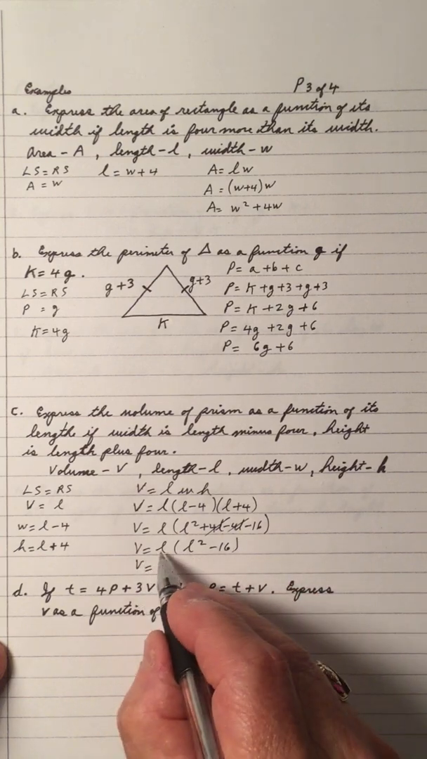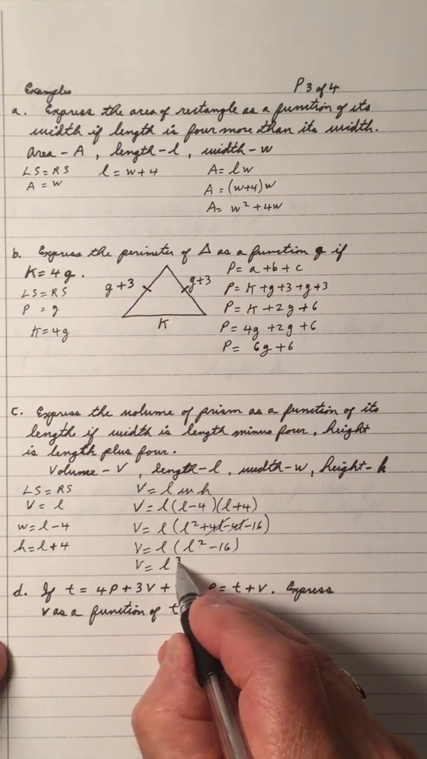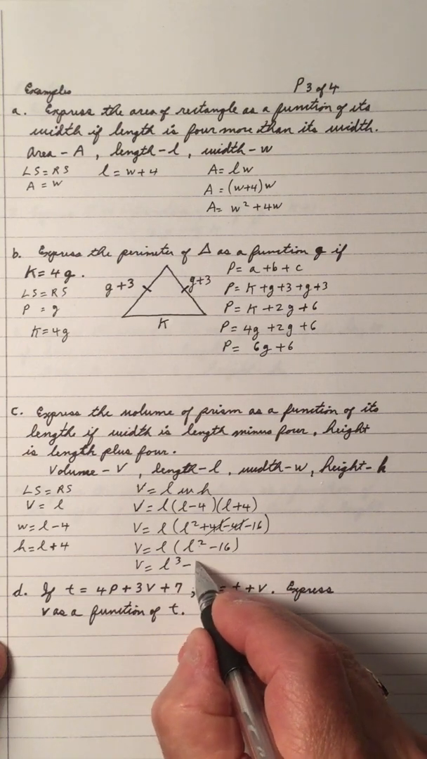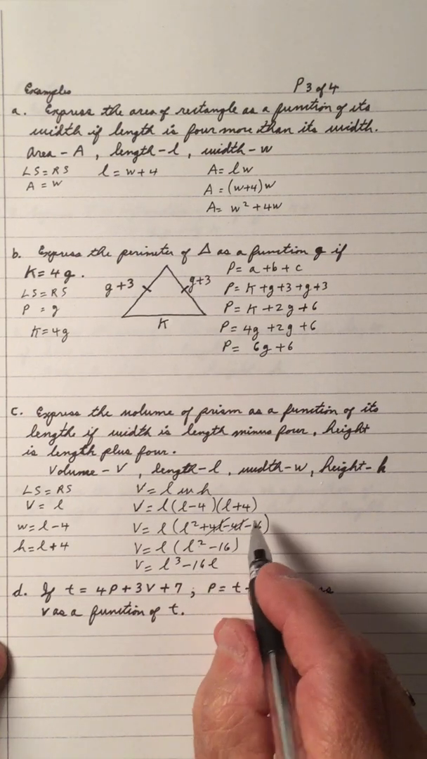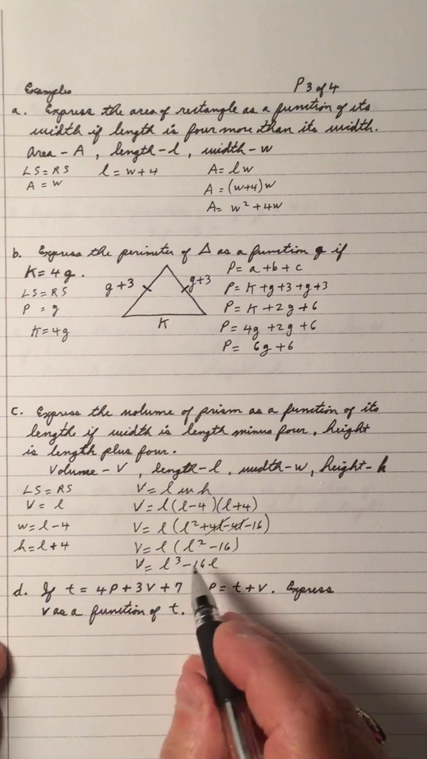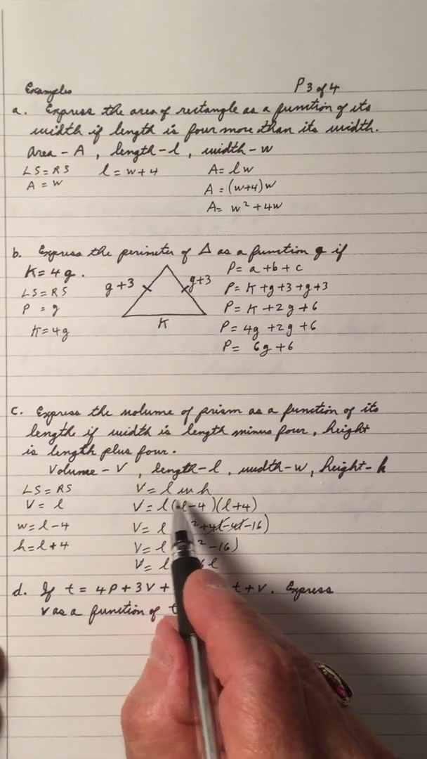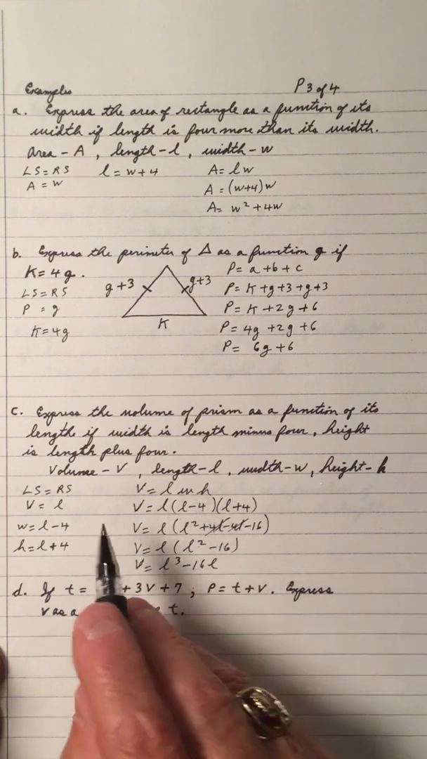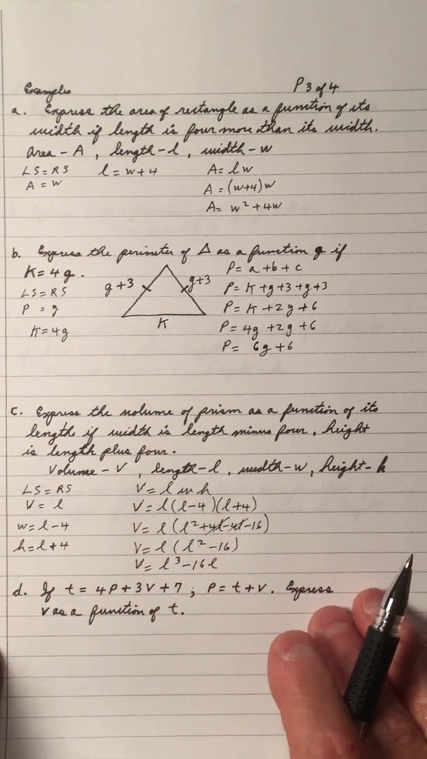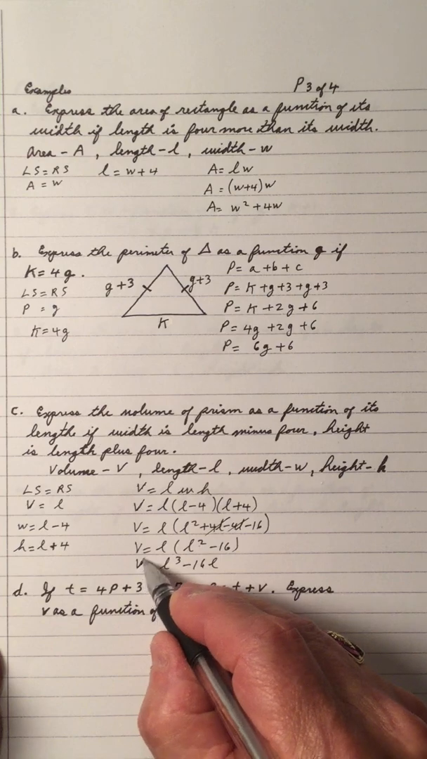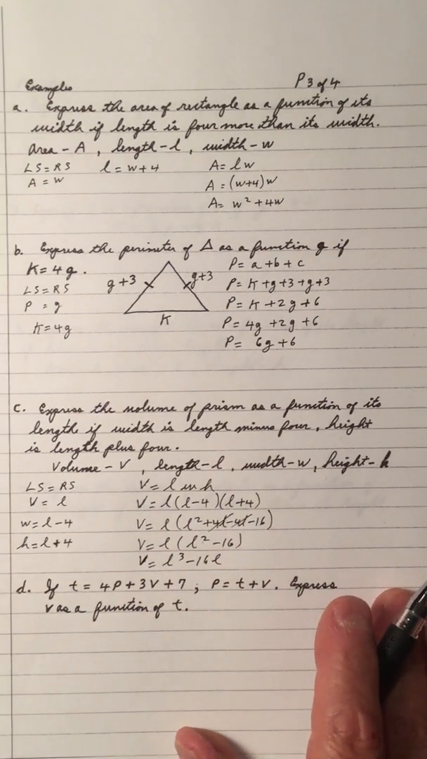And finish it off. L times L squared is L cubed. L times minus 16 is minus 16L. So now the volume is a function of L. Whereas here, the volume is a function of L, W, and H. So the W and H has to be replaced with the variable of a length. Okay, let's continue.